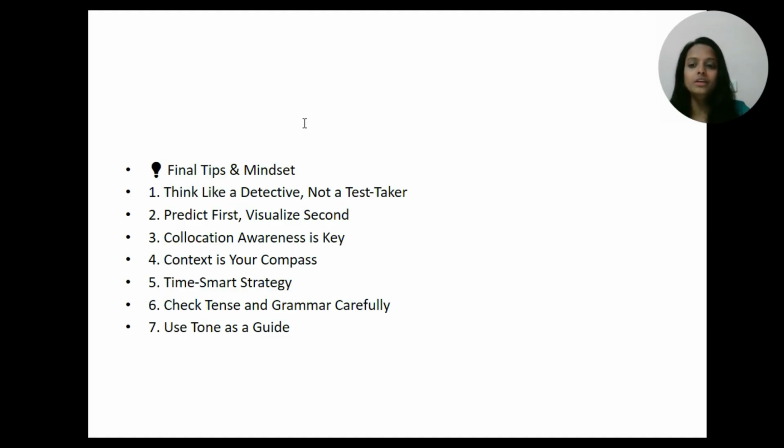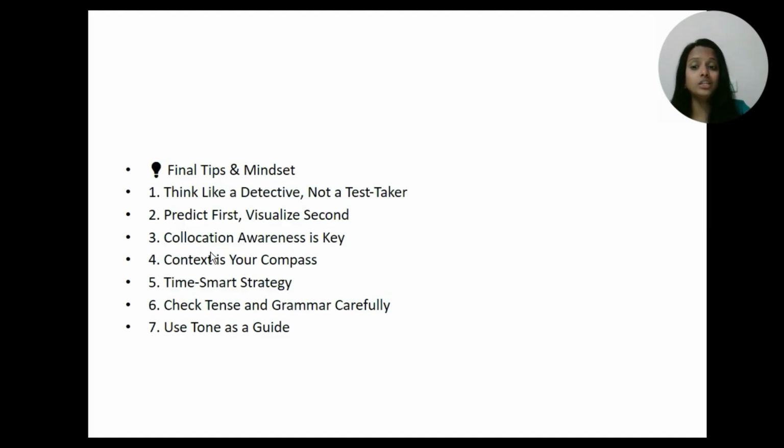Okay? Then the next one is collocation awareness is key. Yes, many candidates make mistakes by choosing grammatically correct words that don't even fit naturally with other words. For example, you wouldn't say make a strategy. So the natural collocation is implement a strategy, right? So try to build a mental library of common collocations by reading widely: newspapers, journals, blogs, and academic texts. Then you will get an idea about it.